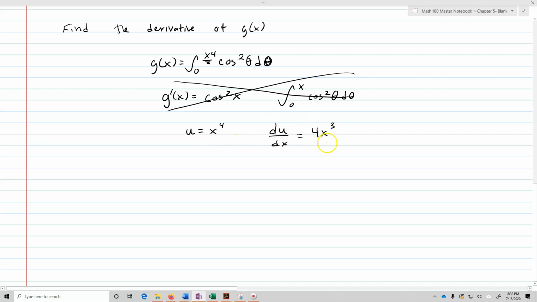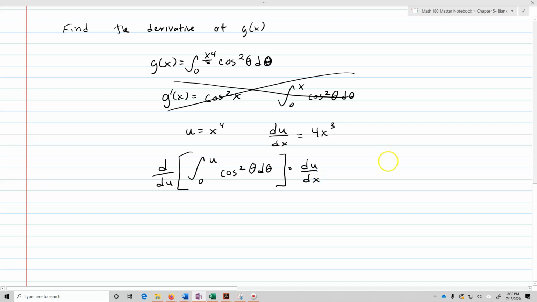Take the derivative of both sides. So now what we're going to do is substitute. We're going to have the integral from 0 to u, and then it'll still be cosine squared theta d theta. Okay? And we'll take d du of this function.